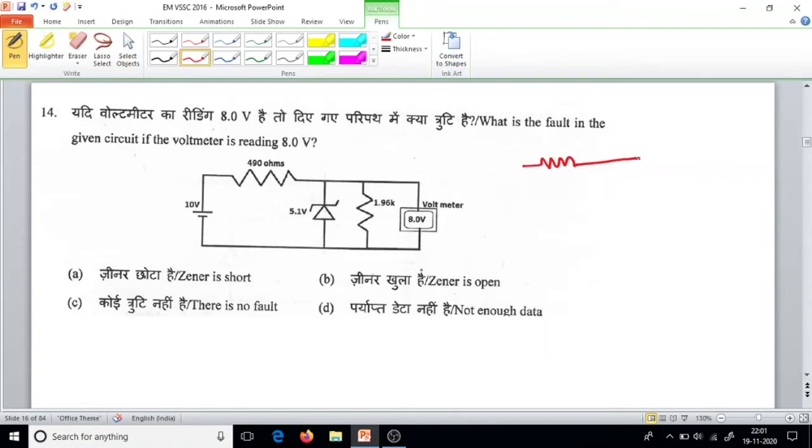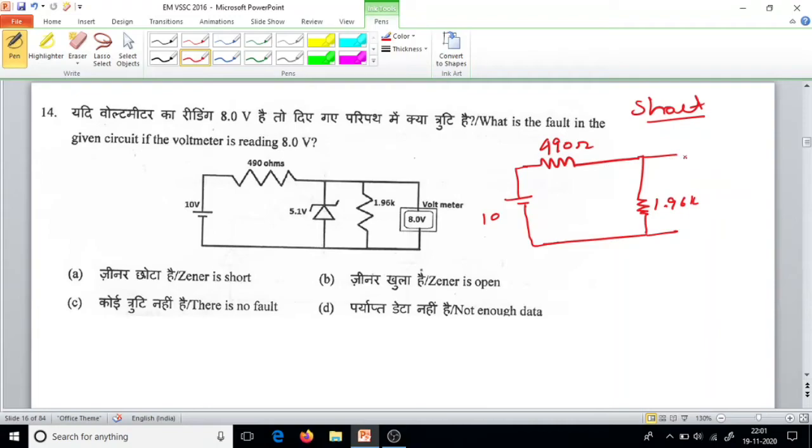We have a 490 ohm resistor, then we have a 1.96 kilo ohm resistor, and we have a 10 volt source. I am assuming that the sensor is short. Here I'm connecting my multimeter, the plus terminal and the negative terminal of the multimeter.